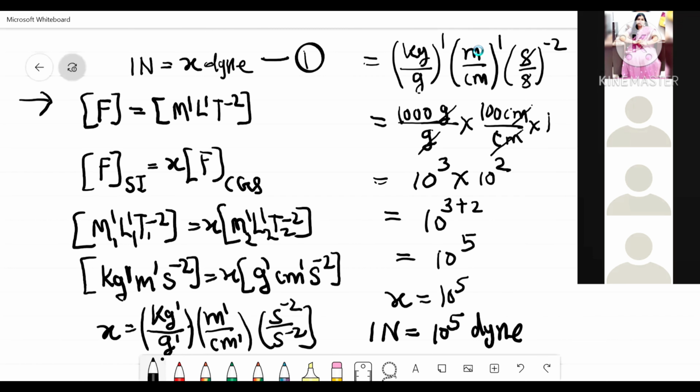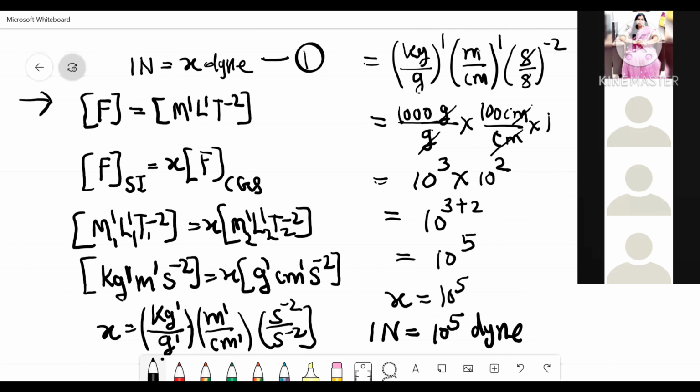Now for it, we write the first equation because we don't know the conversion factor. Already we know it is the factor 10 raised to 5, but we consider it unknown because we are finding it with the help of dimensional analysis. Then we write 1 Newton is equal to x dyne, equation number 1. Have you understood?